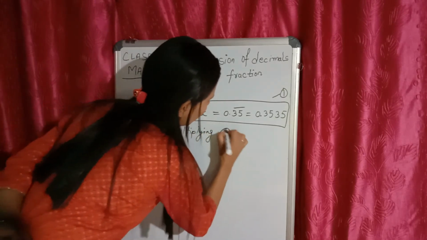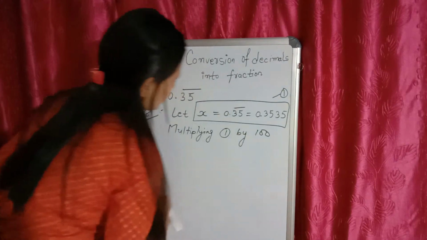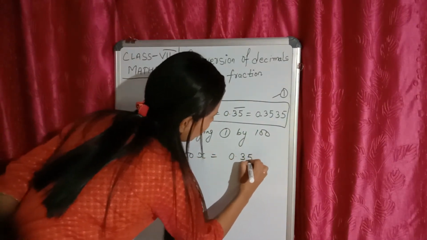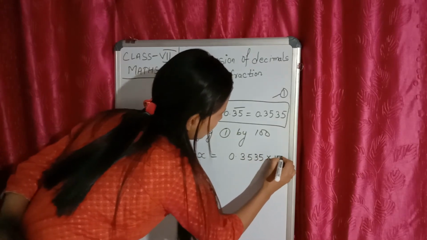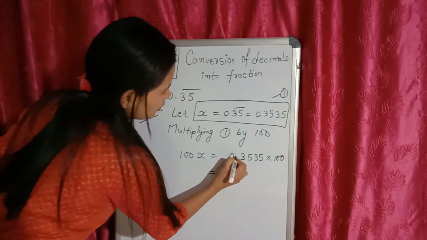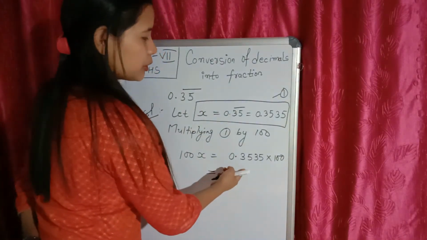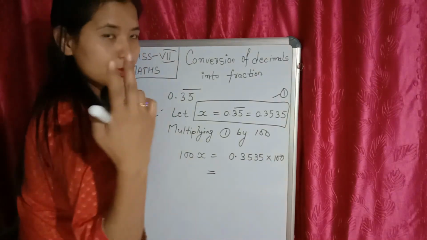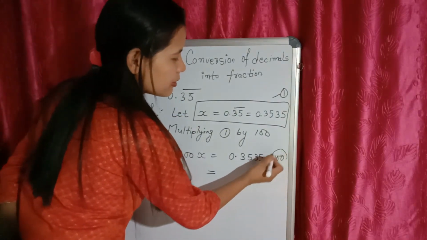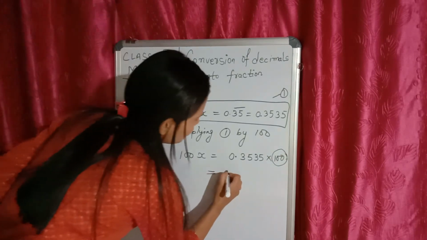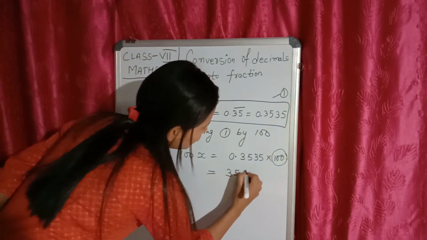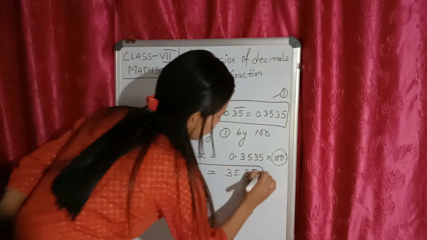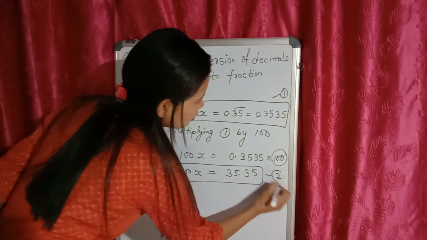Multiplying equation 1 by 100, we get 100x equals 0.3535... into 100. This is a multiplication of a decimal by a power of 10, so we shift the decimal towards the right by 2 places. Why? The multiplier here has 2 zeros. So this will be 35.35. So our 100x is this much. Let us name this equation 2.